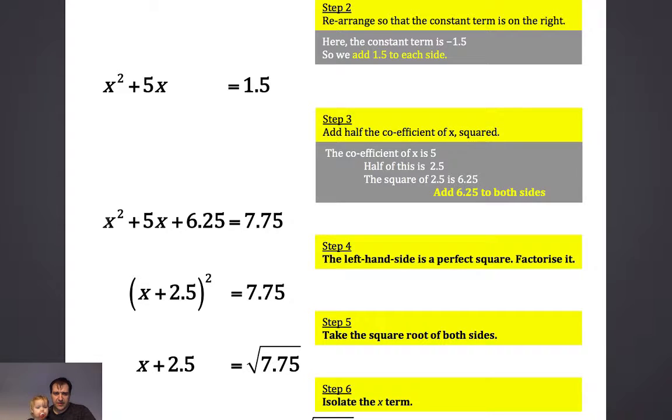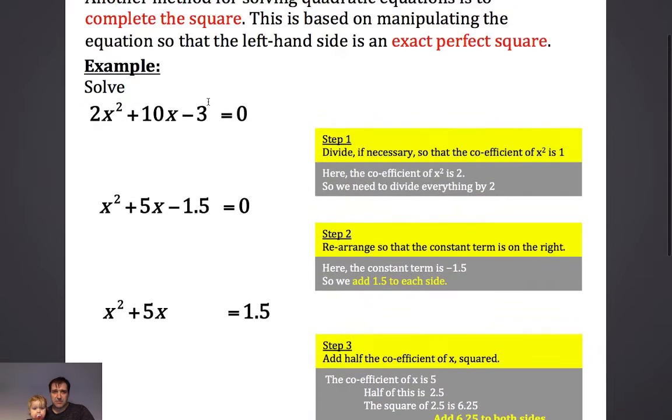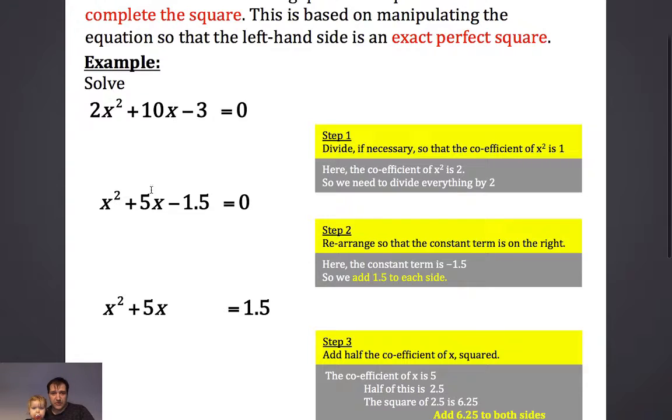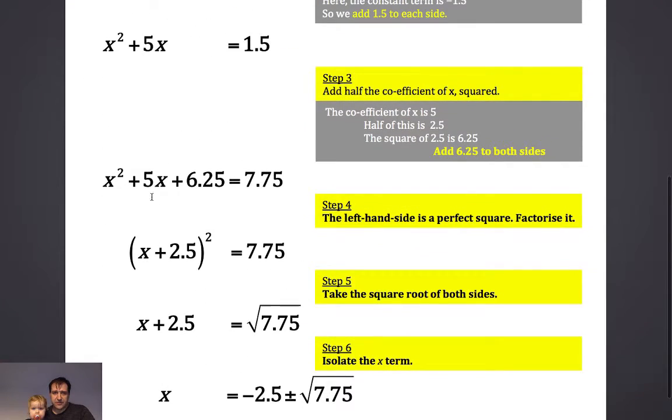So that gave us x squared plus 5x plus 6.25 equals 7.75. Now that doesn't look like we've made any progress because it doesn't look much simpler than the thing we started with. But the advantage of that is that the process has made the left-hand side into a perfect square. So you can write x squared plus 5x plus 6.25 as x and something else in a bracket, all squared.